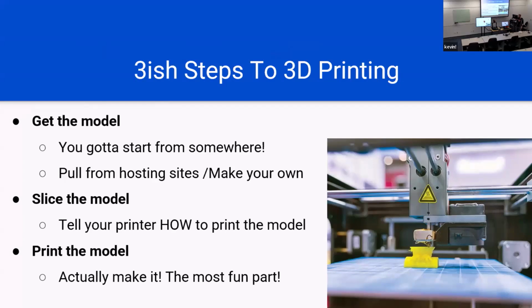Slicing is basically you taking that model, whether it's something you made or something you found or something you got from somebody else, and telling your printer, this is how you're going to take this 3D model and actually turn it into a real physical world object.